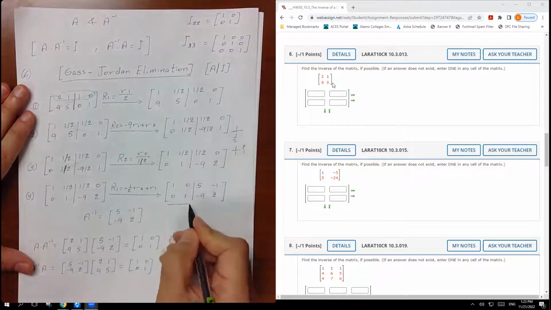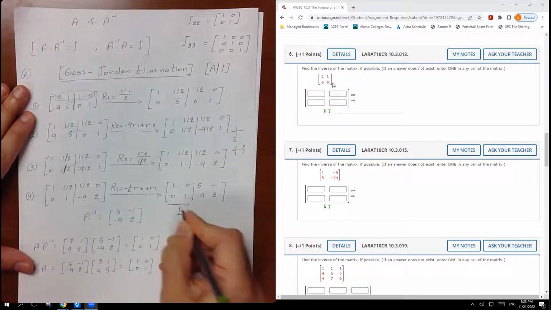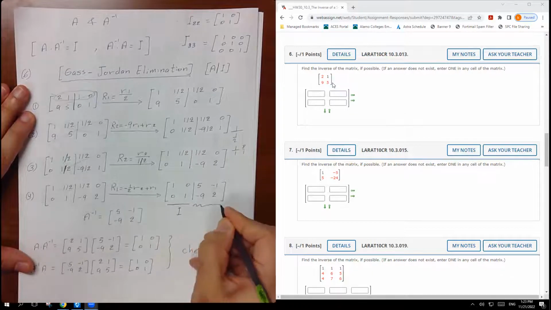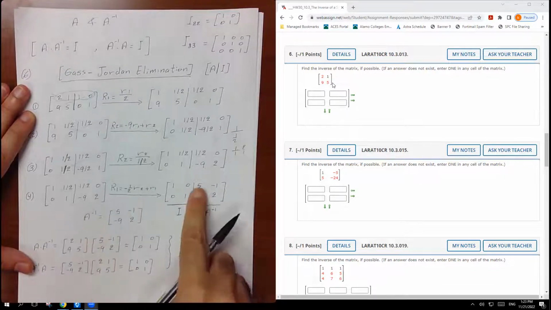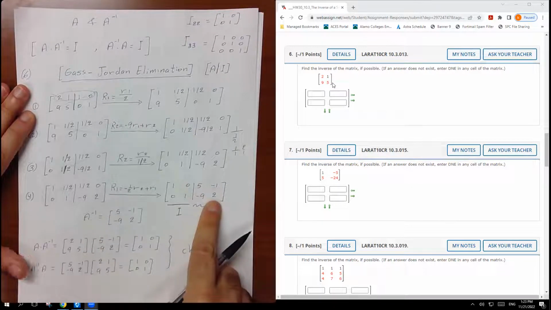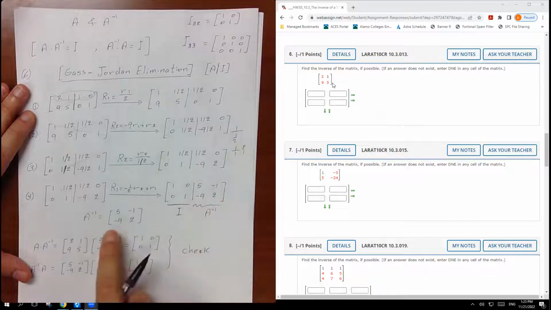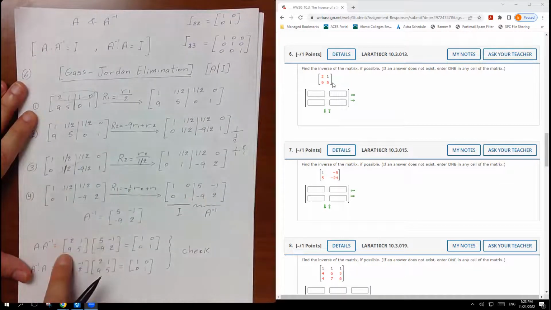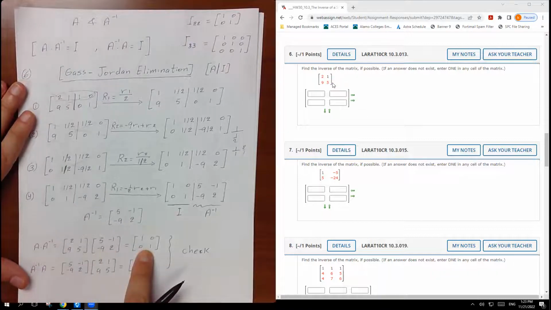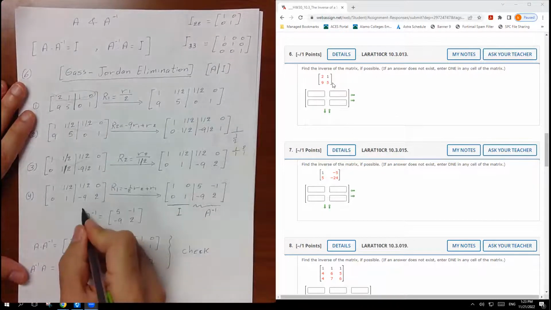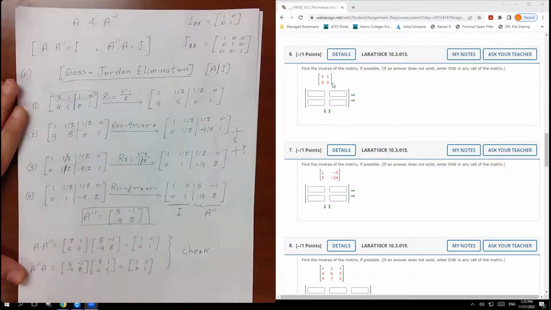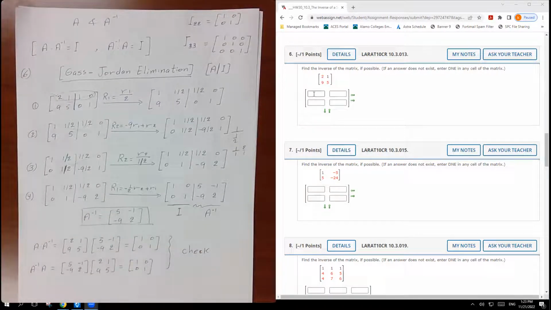You see, this side now is the identity matrix, and the new matrix here is the inverse. That means my inverse matrix is going to be 5, negative 1, negative 9, and 2. If you want to check, if you multiply the matrix A times the inverse, you have to get the identity matrix. And if you multiply the inverse times the matrix A, you have to get the identity matrix. That means this is the inverse for this matrix. So we're just going to type here 5, negative 1.